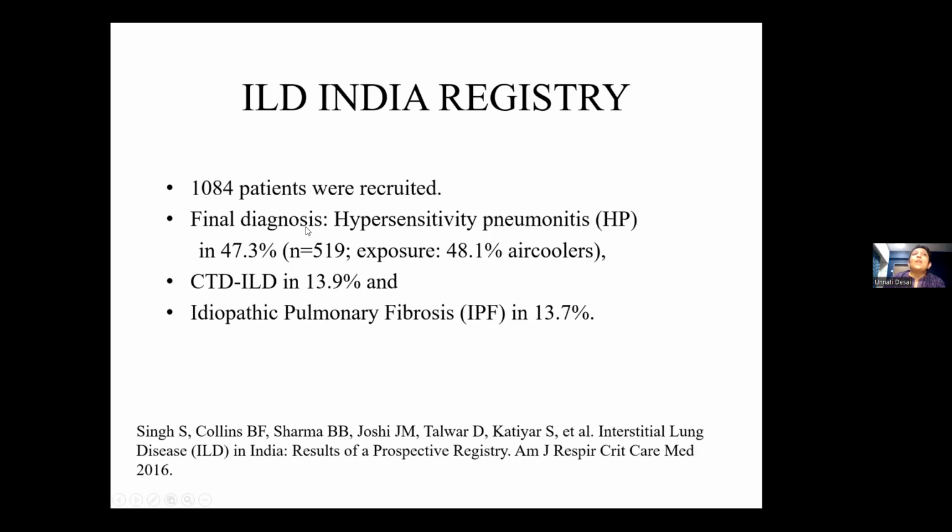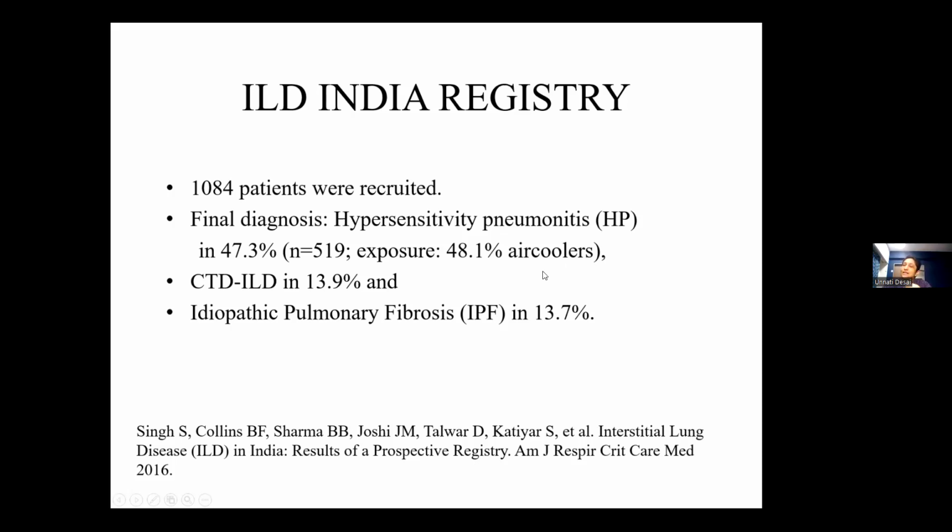The registry results came out that in India we saw HP as the most common ILD, which was 47%, seen in around 519 patients. There was a lot of bias towards patients from the north. These northern centers have dry, arid areas, with a lot of use of air coolers, which often contain humidity and fungus. There was a hypothesis that HP is probably more common because of these. There was some correlation with the air coolers.